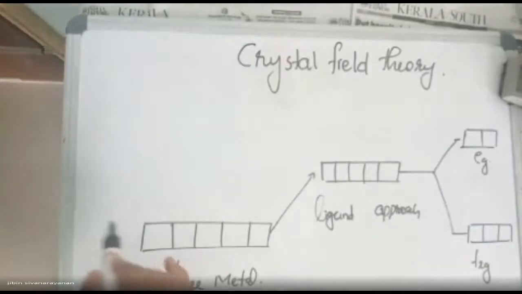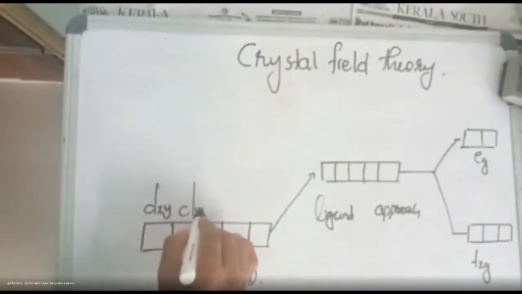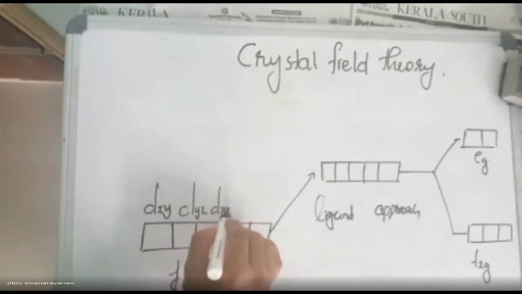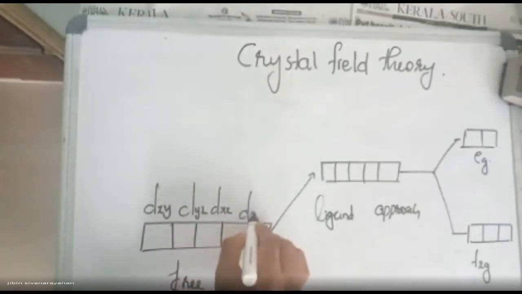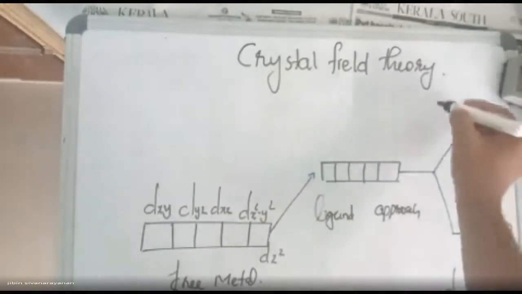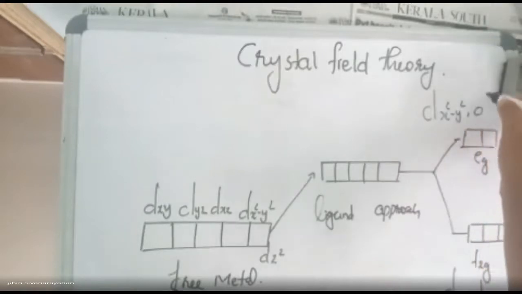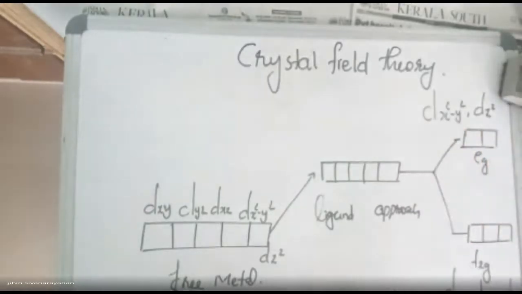So the different d orbitals are dxy, dyz, dxz, dx square minus y square, and dz square. The T2g orbitals are dxy, dyz, and dxz. The Eg orbitals are dx square minus y square and dz square.